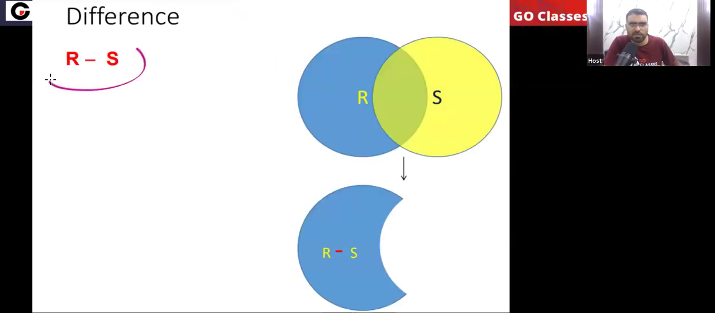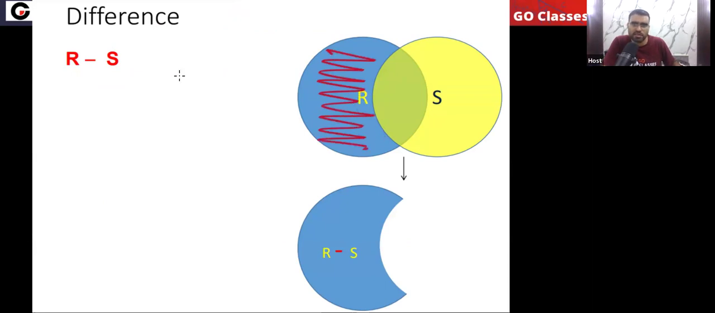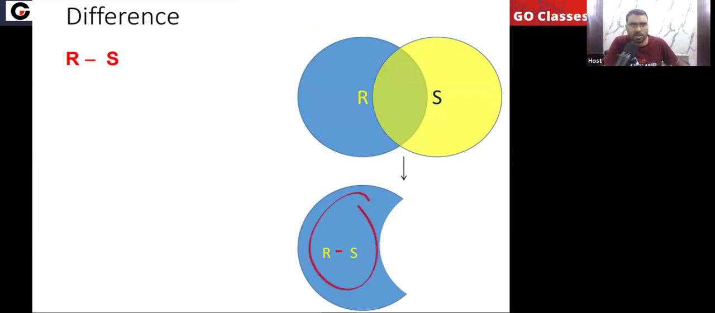Next, what is R minus S? This is set difference, meaning those elements which belong to R but do not belong to S. So basically those elements which belong to R but do not belong to S are R minus S.